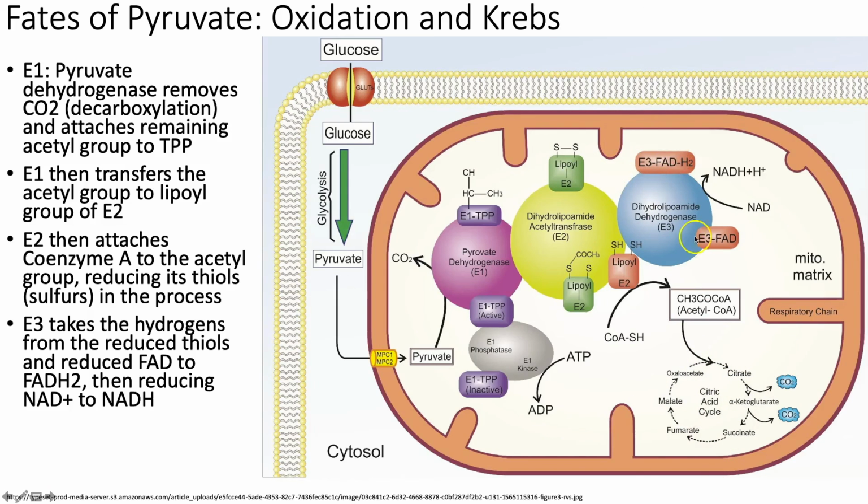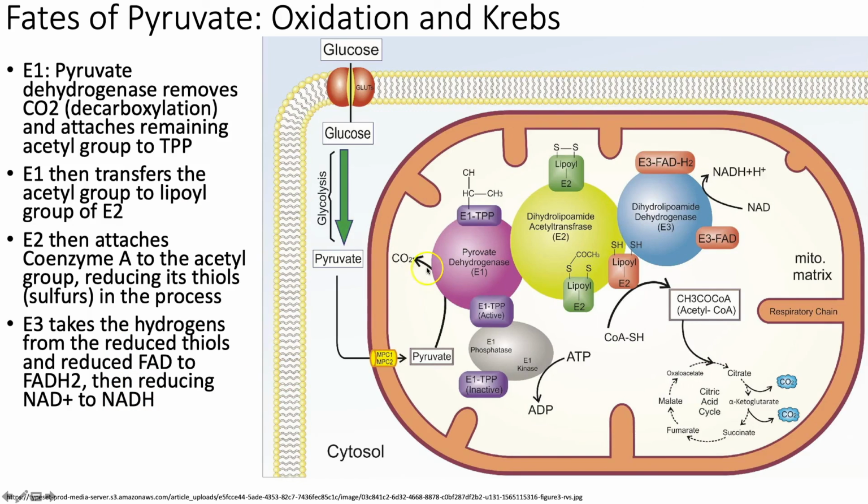And what we're going to do is then use the E3 complex to reduce NAD plus to NADH. Awesome. We've seen NADH before, right? That's what we're going to send to the electron transport chain to make 3 ATP. That's pretty cool. And so this whole process, we're doing a bunch of different stuff.